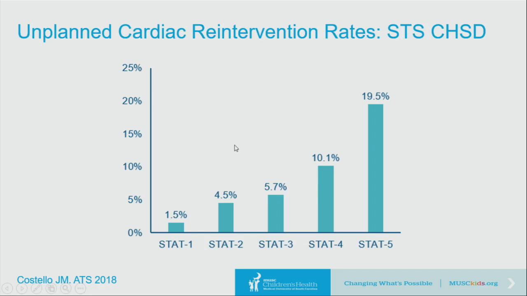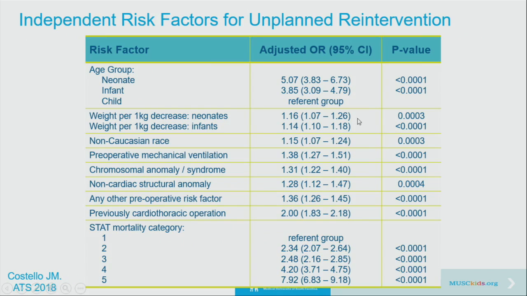It was also not a surprising finding that the more complex the index operation was, the greater the rate of unplanned reintervention. So for a STAT 1 mortality category operation like an ASD repair, it was only 1.5%. But for STAT 5 operations like the Norwood, it was nearly 20%. We looked for independent risk factors for unplanned reintervention, and not surprisingly, aside from younger age and greater surgical complexity, there were a number of other important independent risk factors, including lower weight, the presence of non-cardiac comorbidities, being on the ventilator before going to the operating room, et cetera.